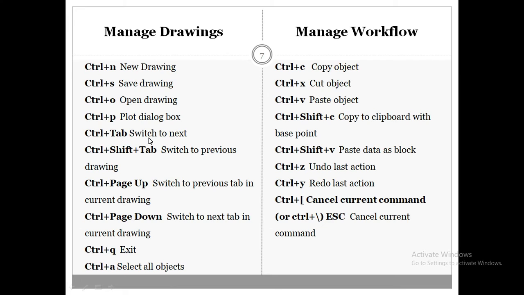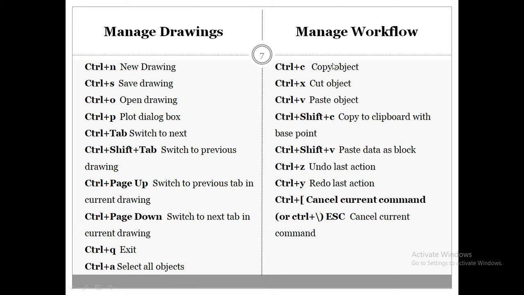Ctrl plus Tab, we can switch to the next one, and Ctrl plus Shift plus Tab, switch to the previous drawing. If we have opened another drawing, we can switch. If you want to switch to the previous drawing, we have to type Ctrl plus Shift plus Tab. Ctrl plus Page Up will give us the previous tab in the current drawing. Ctrl plus Page Down will give the next tab in the current drawing. Ctrl plus Q means exit. Ctrl plus A, select all objects.